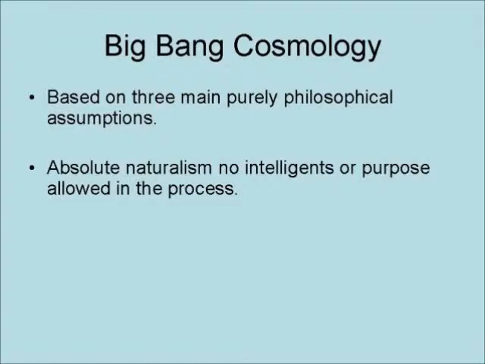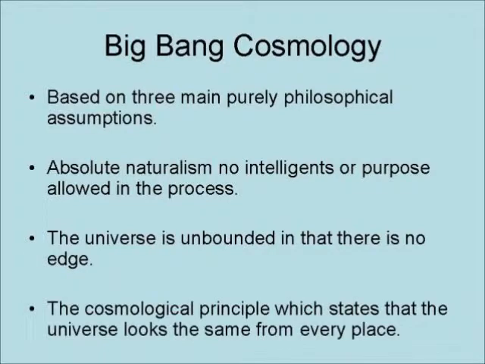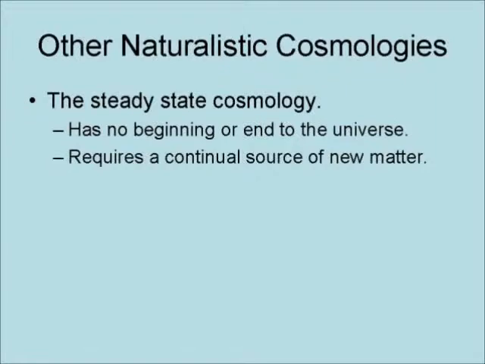Absolute naturalism, which allows for no intelligence or purpose in the process. The universe is unbounded in that there is no edge, that is, no point beyond which there is no matter. Finally, there's the cosmological principle, which states that the universe looks the same from every place. It explains the fact that we seem to be at the center of the universe by making every place look like the center.